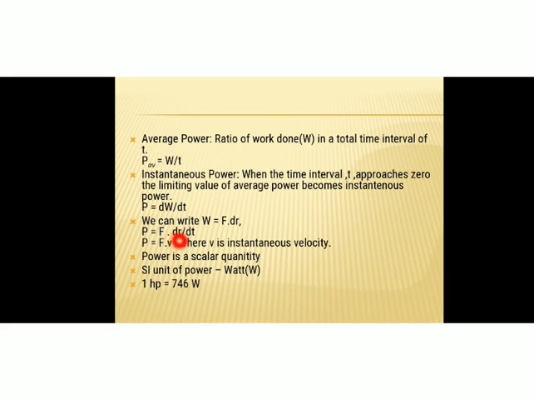Dr means displacement, dt is time. So displacement by time is our velocity. And to be more specific, this is the expression for instantaneous velocity. So power P is equal to force into velocity. Remember this expression, power P is equal to force into velocity. This is a new expression for you.